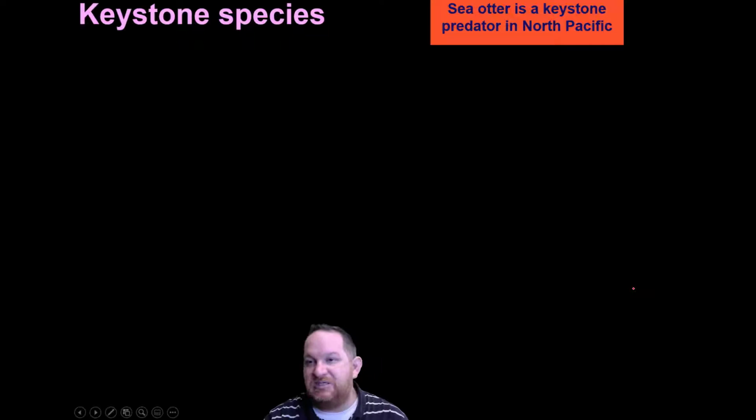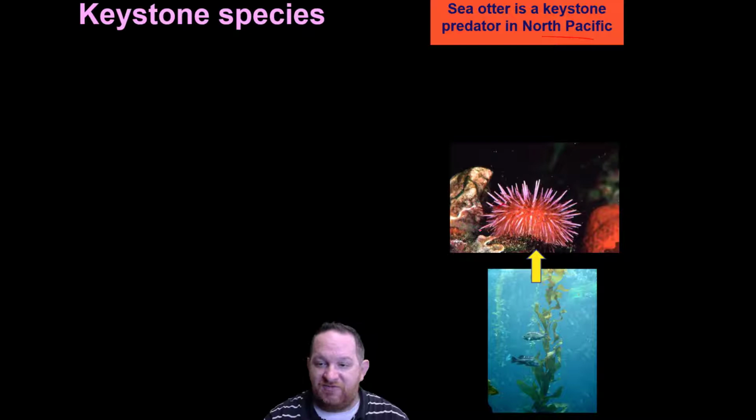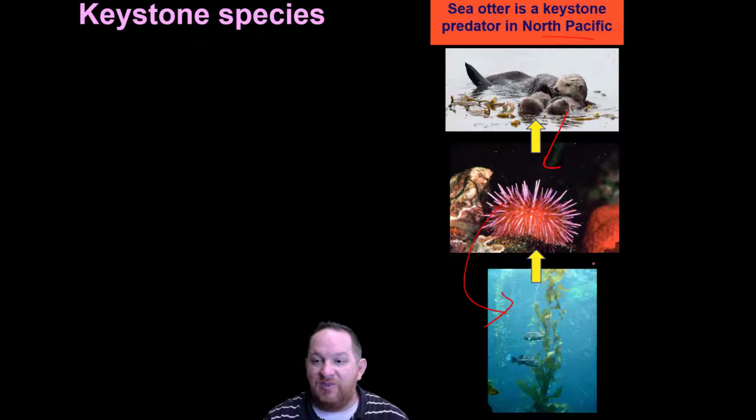So in the North Pacific, the keystone predator is the sea otter. If you think about it, there's all these kelp forests in the ocean, and this kelp would be eaten a lot by sea urchins. Sea urchins love to feed on this kelp. Well, if it weren't for the sea otters keeping the sea urchin population in control, the sea urchin population would drastically increase, eating all this kelp, completely changing the particular community ecosystem. So the sea otter is what we consider to be a keystone species because it keeps the sea urchins under control so that the kelp is still available for other species within that community.